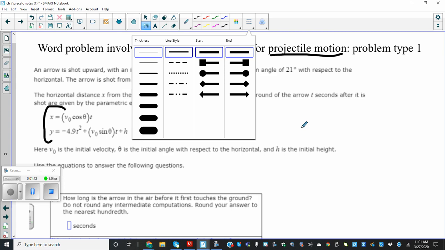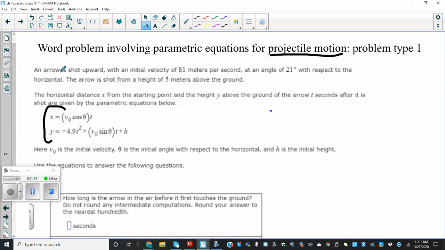Go to www.desmos.com. Okay, we've got an arrow being shot upward, initial velocity of 81 meters per second, and an angle of 21 degrees with respect to the horizontal. The arrow is shot from a height of 5 meters above the ground. So what they're saying is the arrow is being shot 5 meters off the ground. It's going to go through the air, and sooner or later it's going to start coming down and falling. So it's going to look like that. That's what we're going to be looking for on Desmos. So we're going to fill it in.